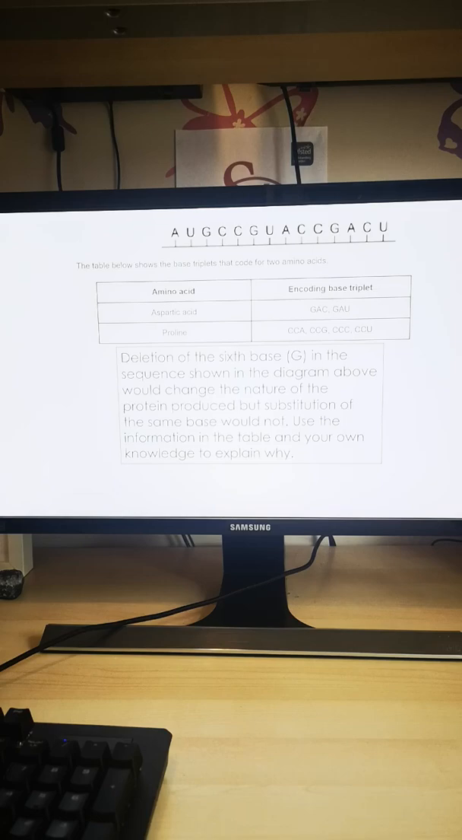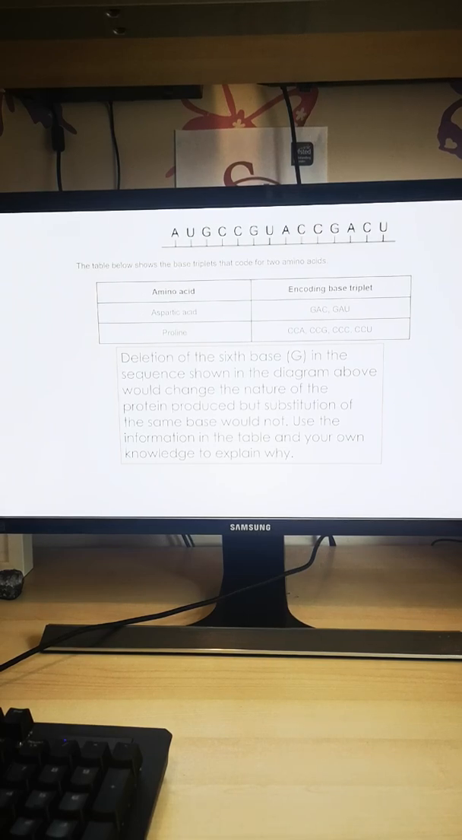So if we were to delete the G, we'd get a frame shift to the left. The U would move to here, the A to here, etc. What would that mean in terms of the coding? Okay, so what amino acids would change? Because they've told us it would. But then our substitution, so if we change that G for an A, if we change it for a C or a U, what would change? Would anything change? Why? Okay, so have a go. Okay, so have you got your answer ready?